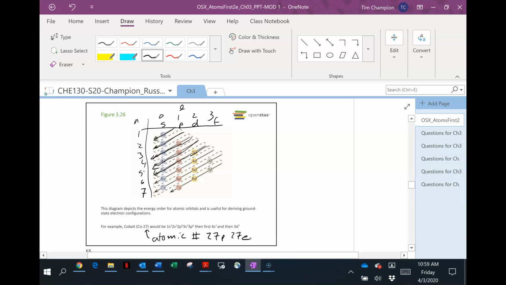So we put 2 of those electrons in the 1s, 2 in the 2s, 6 in the 2p. Okay, so 2 plus 2 plus 6, we used up 10 so far. 2 in the 3s, that's 12. 6 in the 3p, that is, what are we up to, 18 now. And then we put 2 in the 4s, that's 20. And now we get to the 3d, we have room for 10 there, so we don't quite fill it up. We have 7 there.